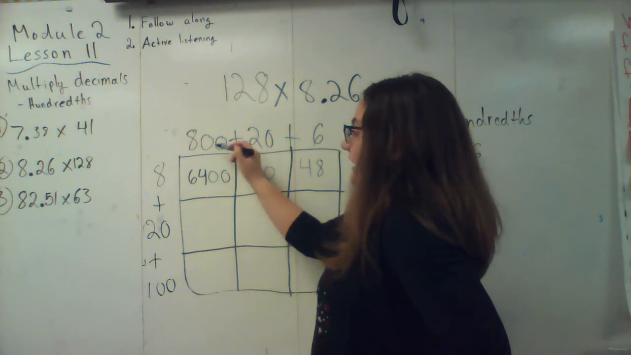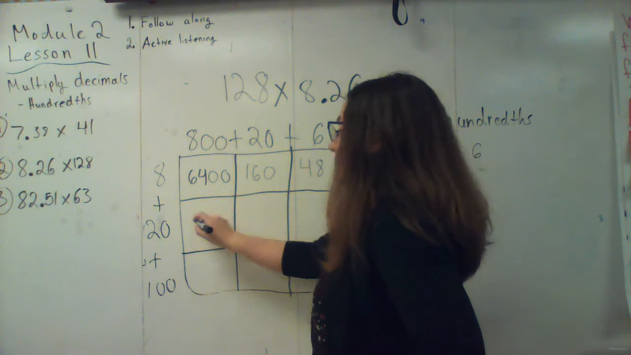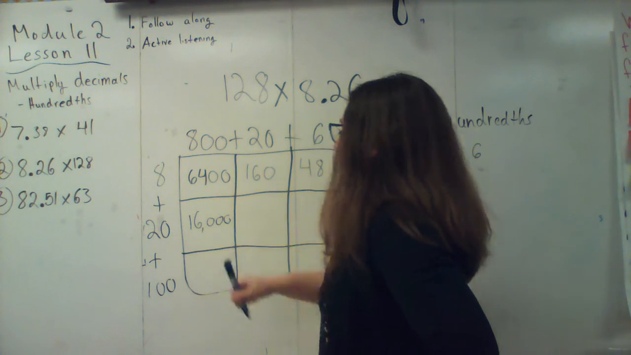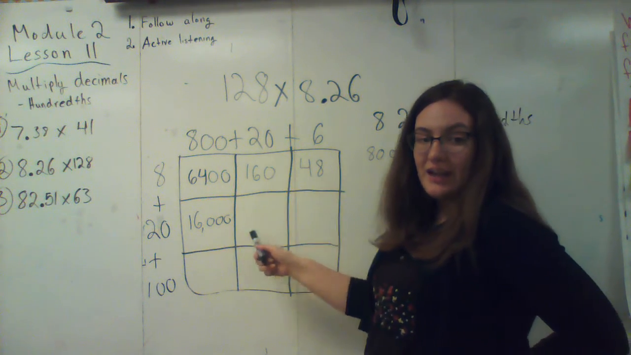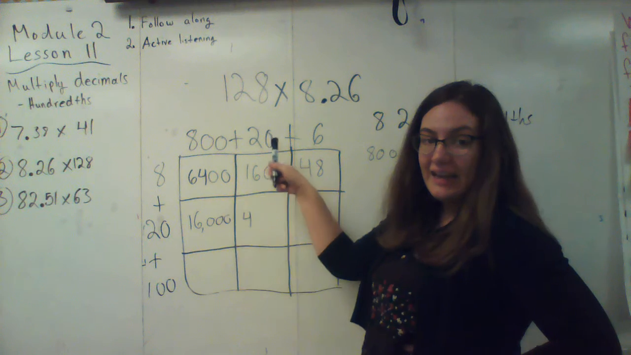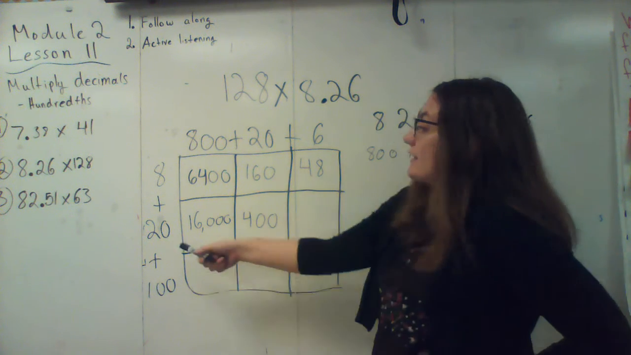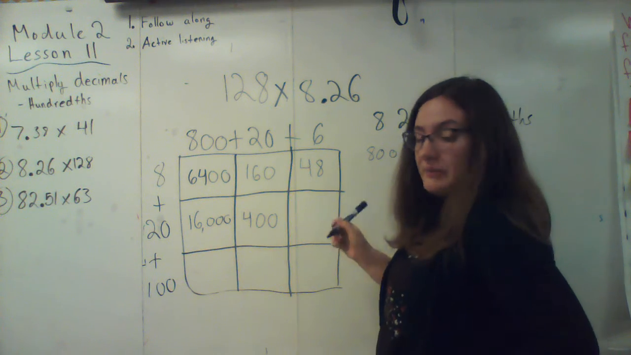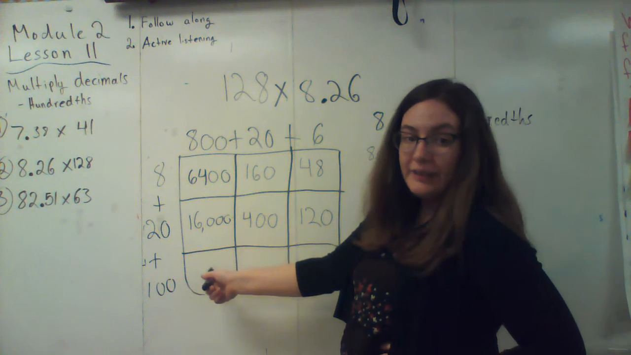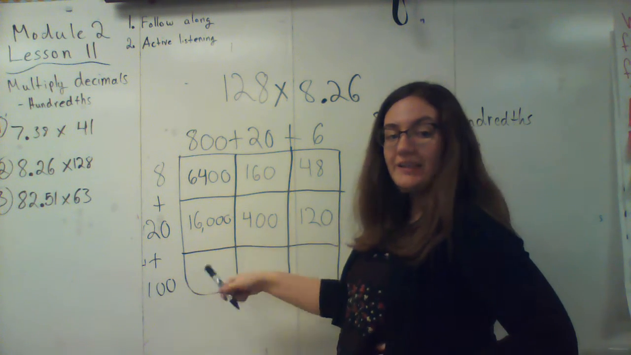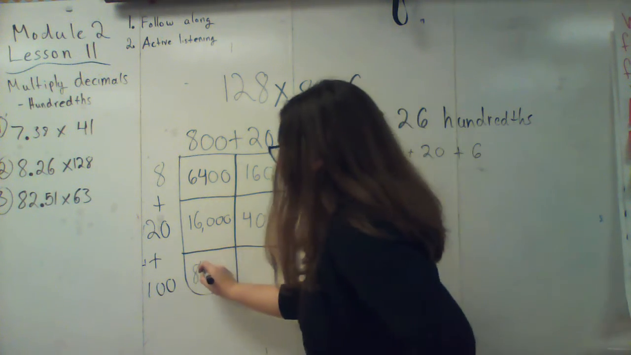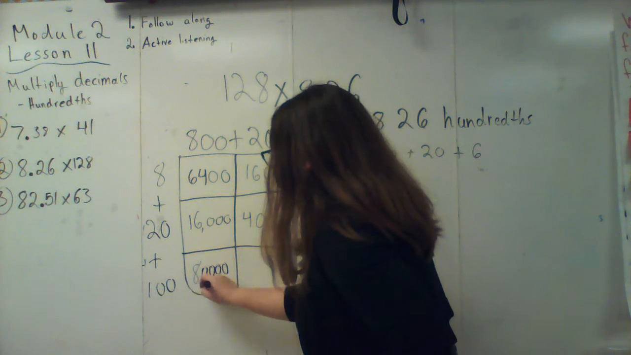Then I need to do 800 times 20, so 2 times 8 again is 16. And I have to add 1, 2, 3 zeros. And then I have to do my next box, 20 times 20. So that is going to be 2 times 2, which is 4. And then I add 2 zeros. Then I do 20 times 6, so I think of that as 2 times 6, which is 12, and I add 1 zero. Down here, we need to do 800 times 100. So 8 times 1 is 8. And I have to add 1, 2, 3, 4 zeros.